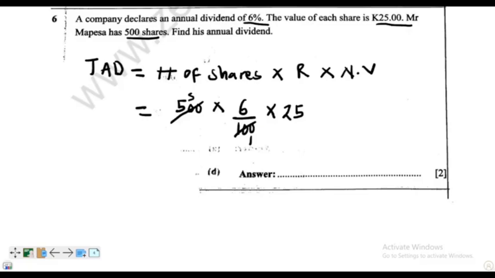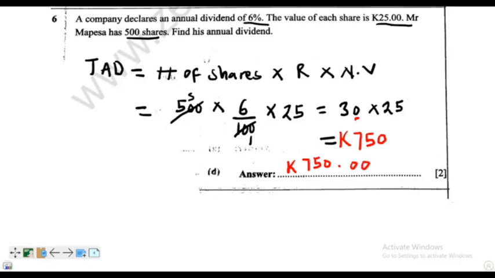Okay, so what you do, you multiply 5 times 6. 5 times 6, you're going to get a 30, then times 25. Alright, so to get our final answer, what are we going to do? It's very simple. We write the 0 there, and then we say 3 times 25, you get 75, then there is this 0, you put it there. So our final answer will be equal to 750 kwacha. So this was the annual dividend for Mr. Mapesa. So I do hope that it's clear.